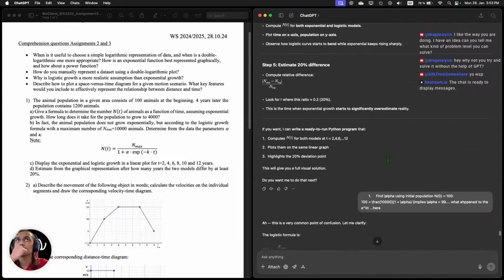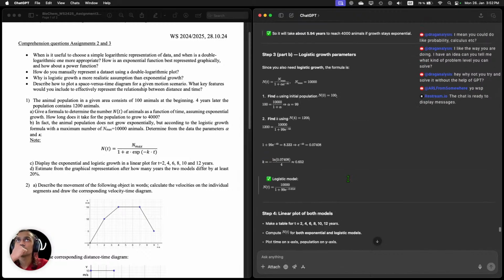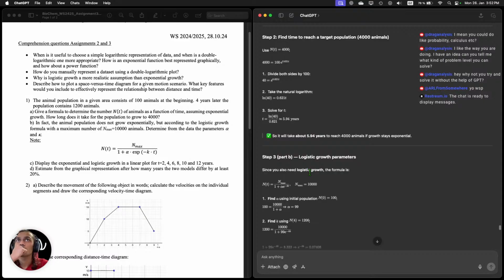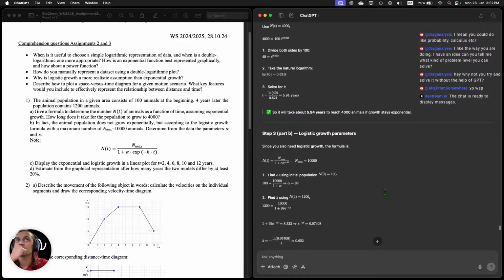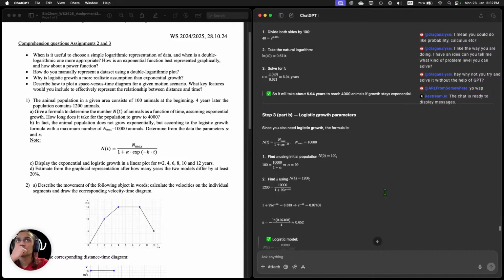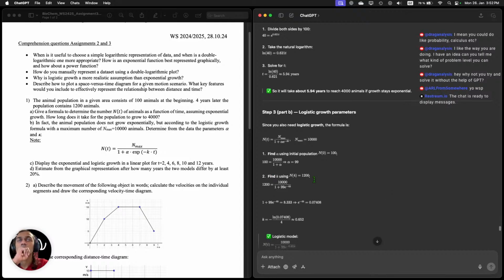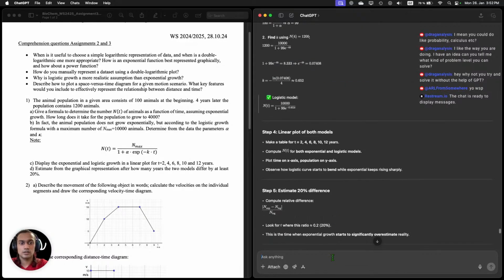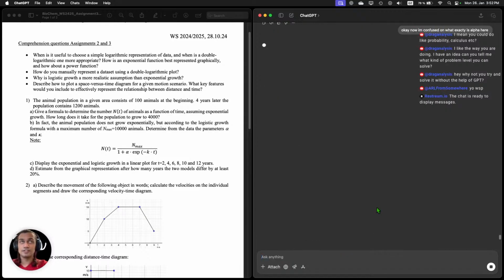And we find alpha. What is exactly alpha? Find alpha. What is it? Find k using n4. 4 years, 1200. Okay. Now I'm confused on what exactly is alpha here. Who's the alpha?